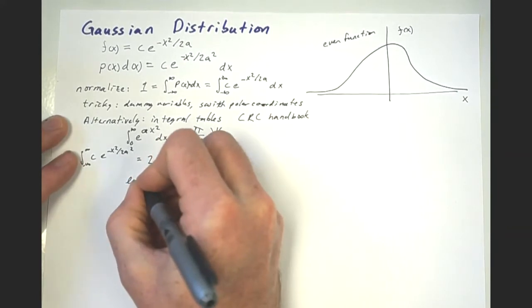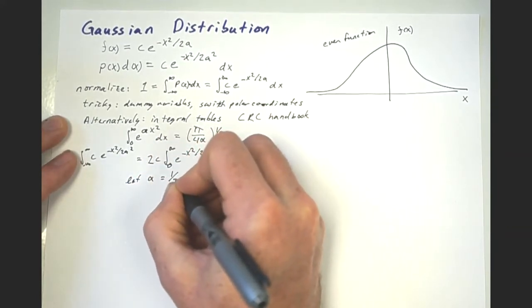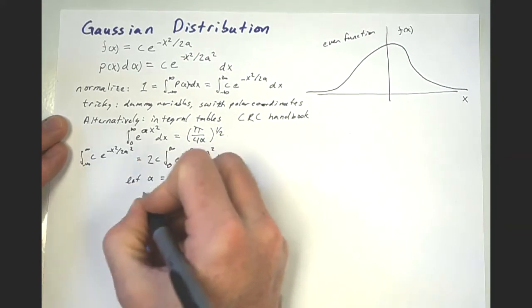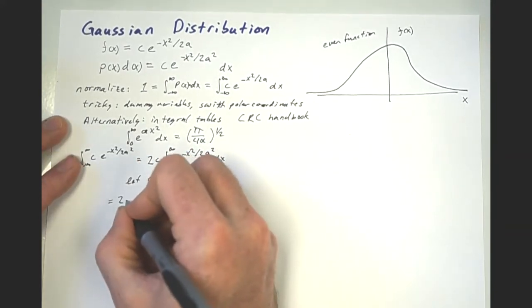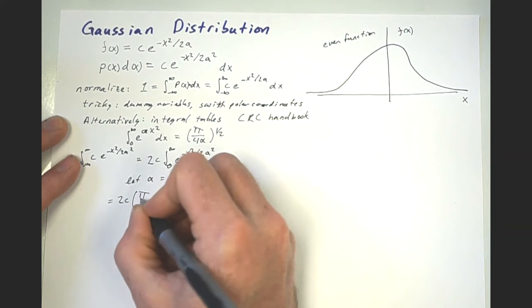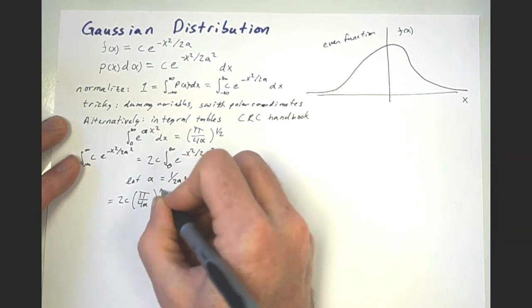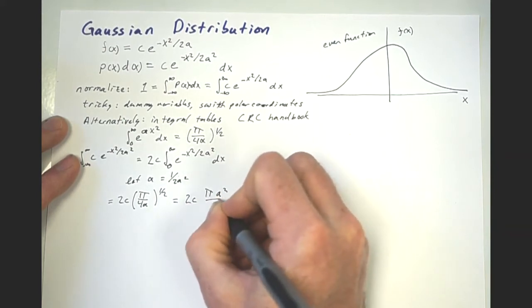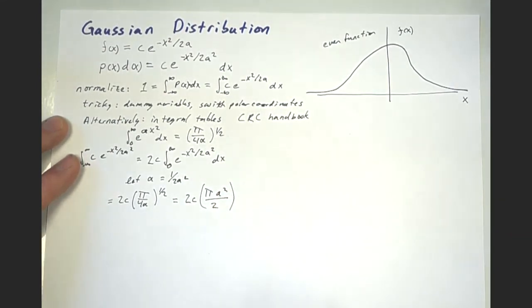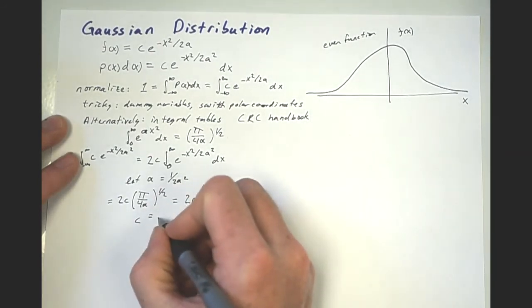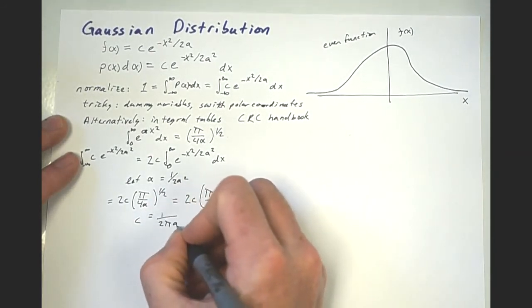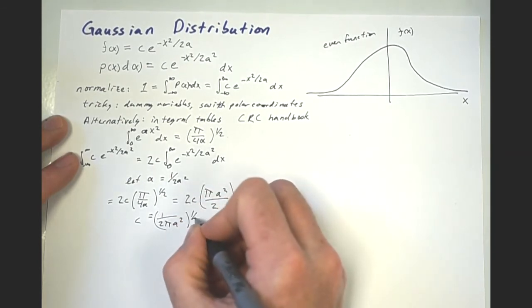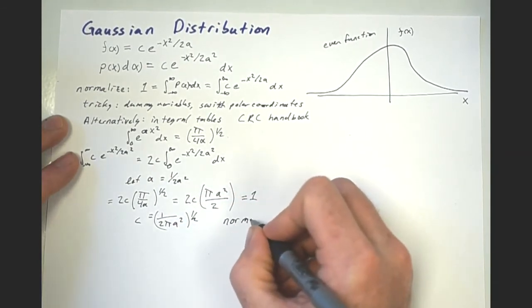If we let alpha equal 1 over 2a squared, then we can write this down as 2c times the square root of pi over 4 alpha, substituting in our definition for alpha. And our normalization condition states that this must be equal to 1. So we can solve for c. c is 1 over 2 pi a squared, to the half. And this is what we would call our normalization constant.